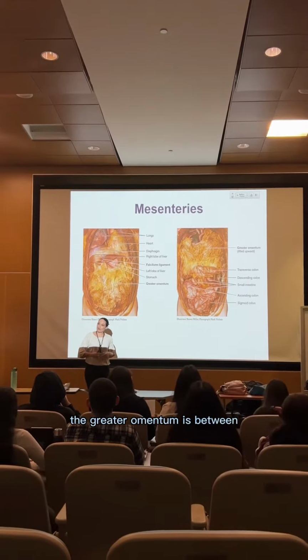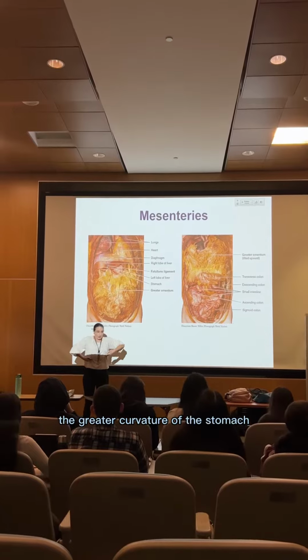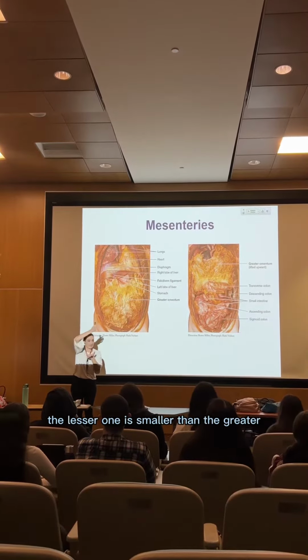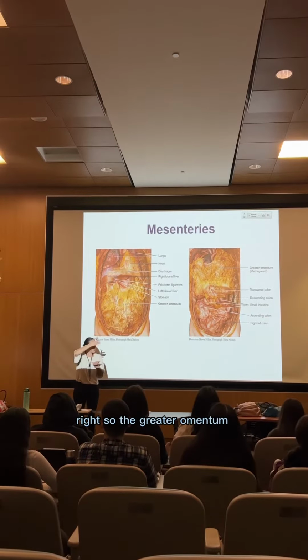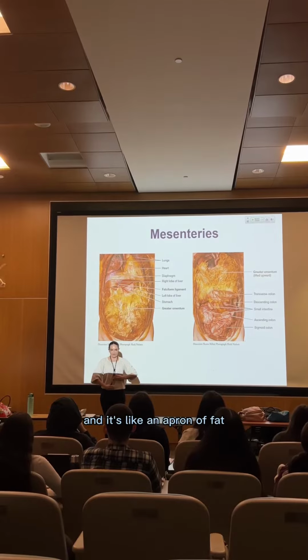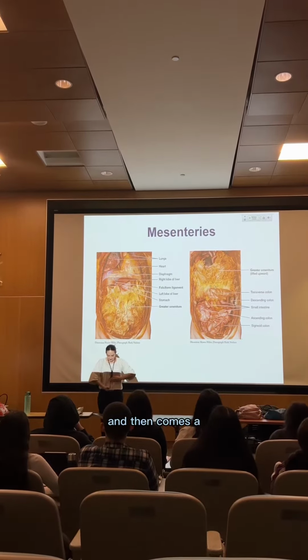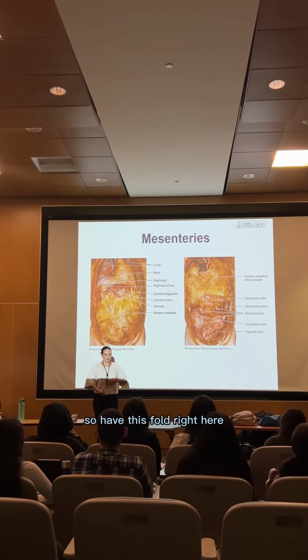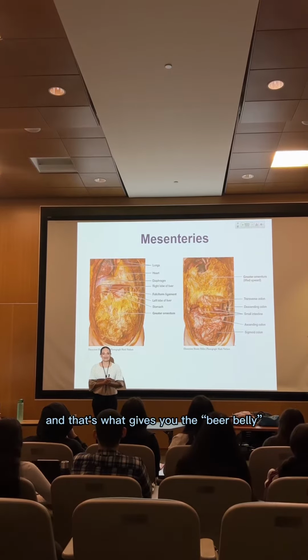The greater omentum is between the greater curvature of the stomach. The stomach has two curvatures. The lesser one is smaller than the greater, right? So the greater omentum hangs down the greater curvature of the stomach and it's like an apron of fat, and then it folds up and goes and clicks the transverse colon. So you have this fold right here. And that's what gives you the beer belly.